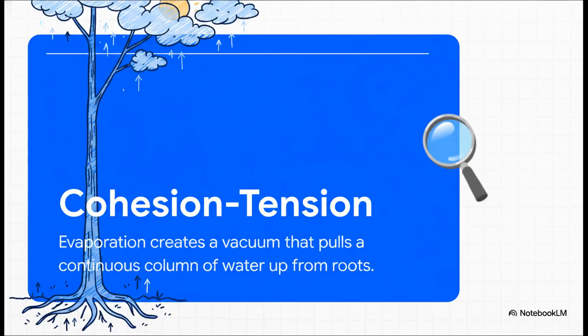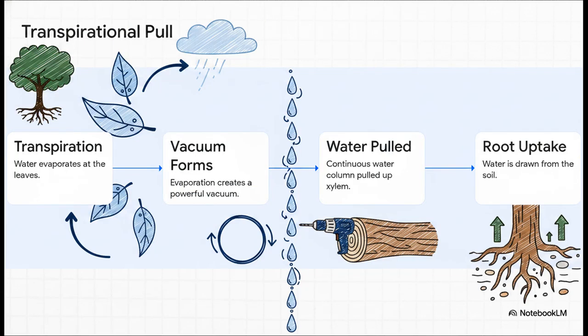The answer is an incredible biological thriller plot known as the cohesion tension theory. And the craziest part? The primary engine driving this massive water transport system doesn't start at the bottom. It starts at the very top of the tree. It all begins with evaporation. Let's break this transpirational pull down step by step.